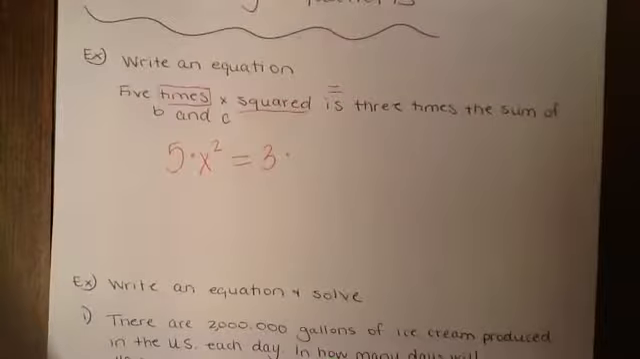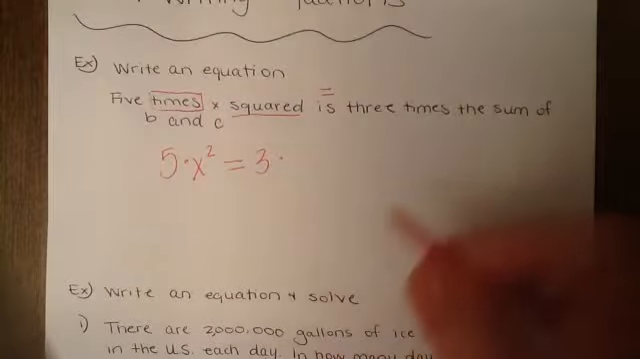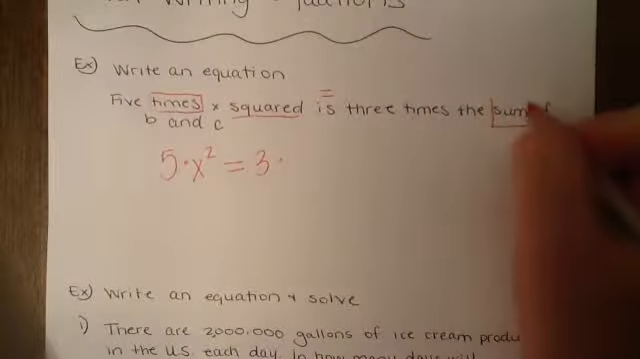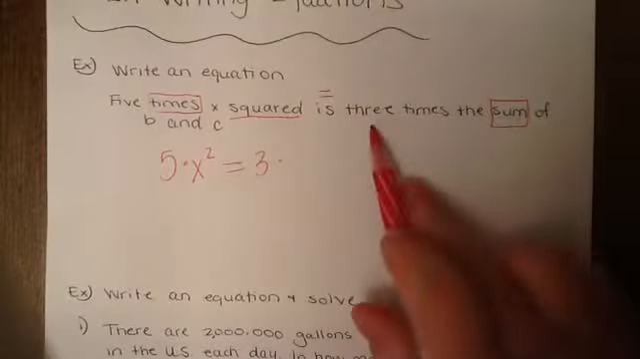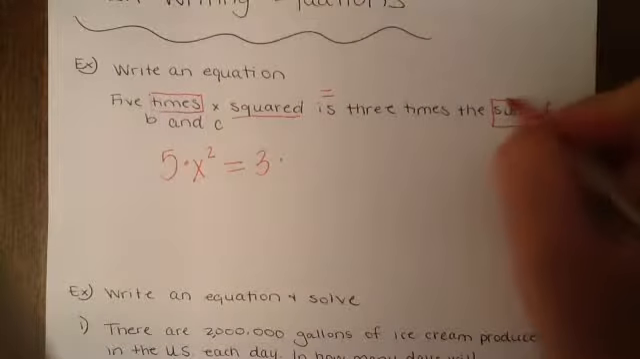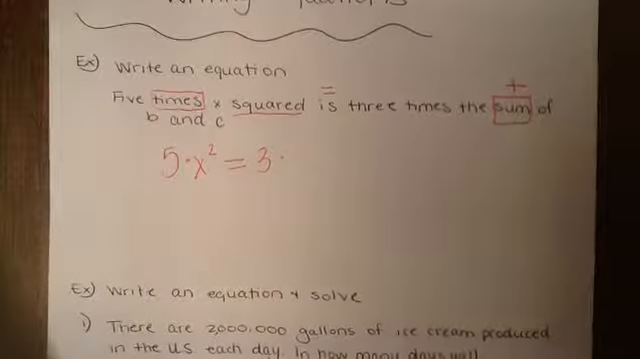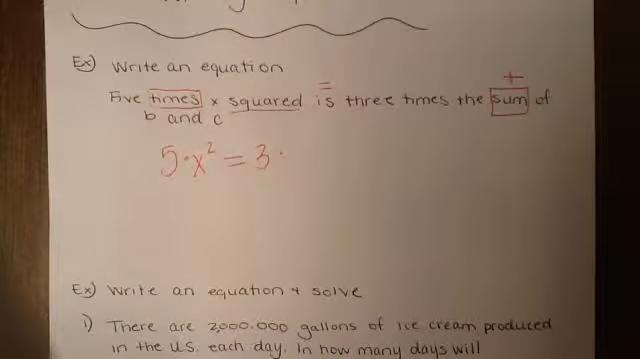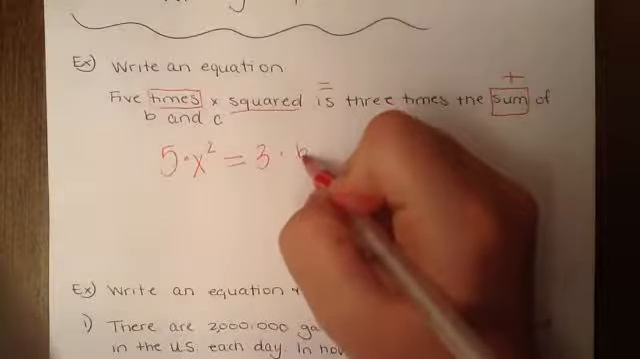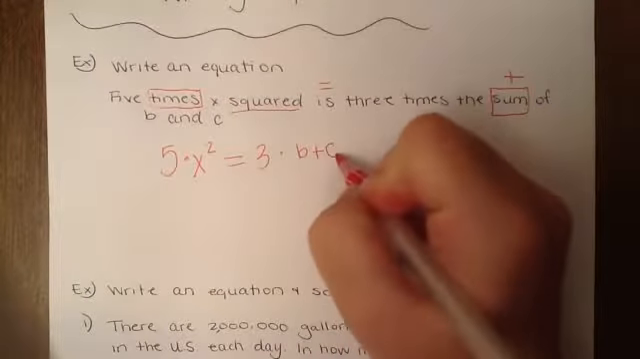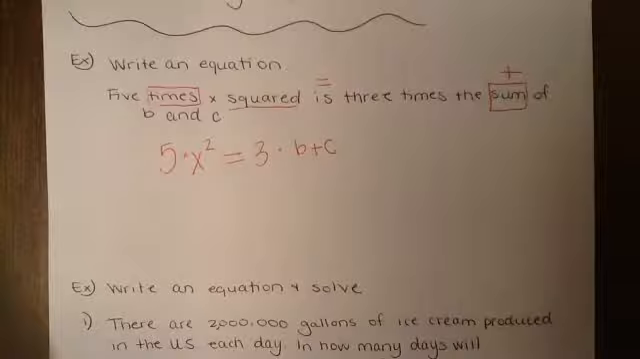Times the sum. So I'm multiplying 3 times a what type of problem? What does sum indicate? Addition. So I'm doing 3 times some addition problem. B plus C. What am I missing here?